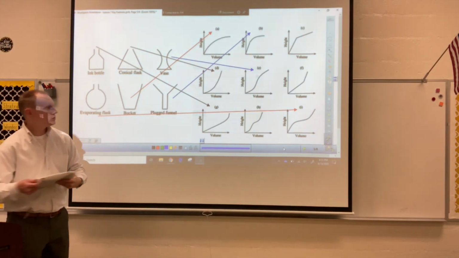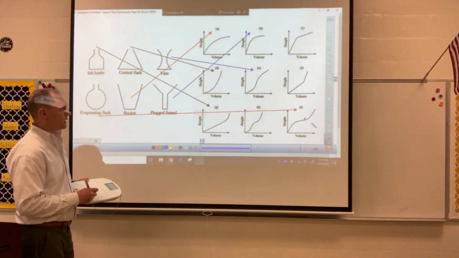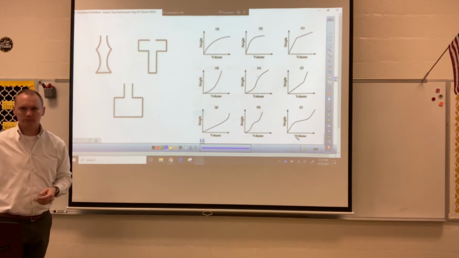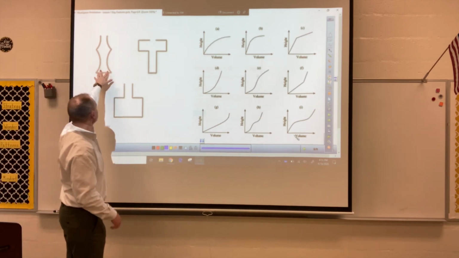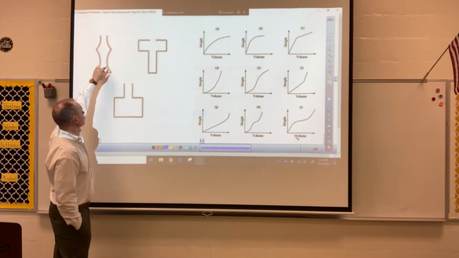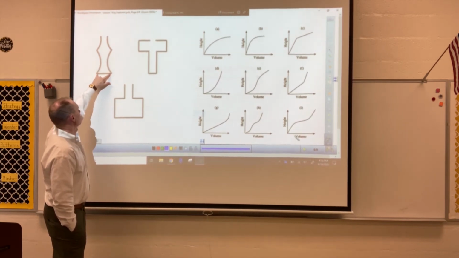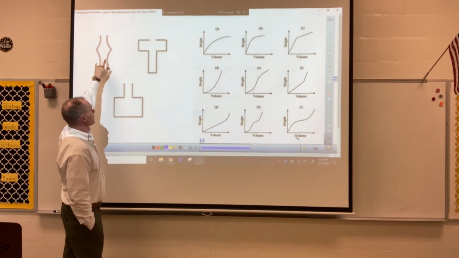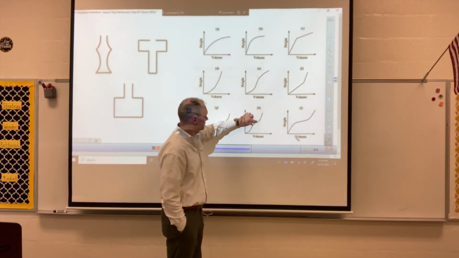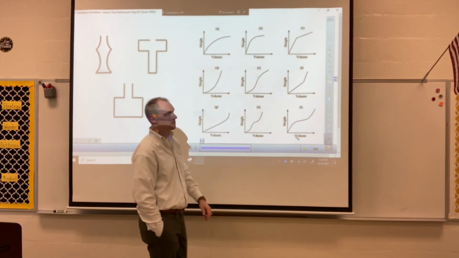Okay, so if you thought about that, you might have come up with something like this. So in this one here, it starts out kind of wide, then narrows, then widens, then narrows. So it would be slow, then quick, slow, then quick. So that would be H.